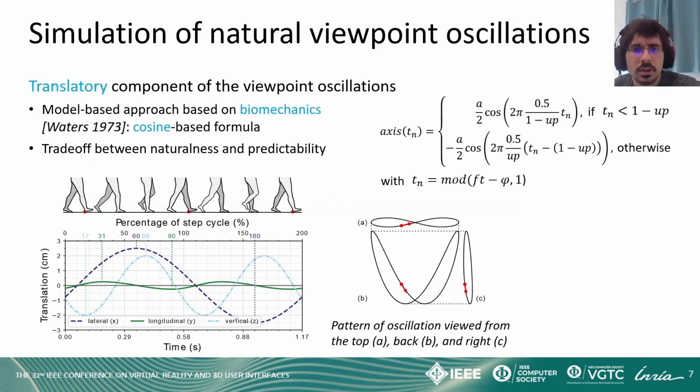So concerning our implementation of viewpoint oscillations, for translations, we wanted to have a good trade-off between the naturalness of our implementation and its predictability and smoothness. So we designed a formula based on the results of a study in biomechanics, which results in such a virtual motion. So here are the translations in all three directions of space, and here is the resulting pattern of oscillation viewed from the top, back, and right.